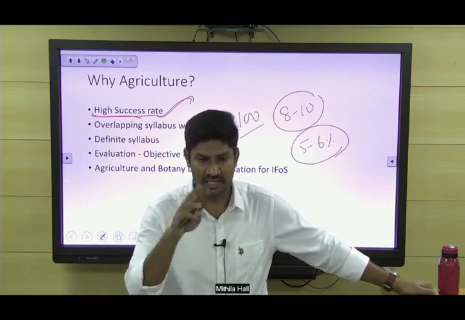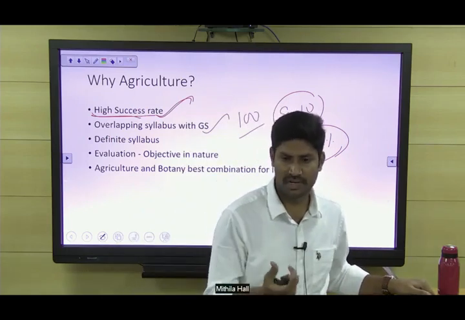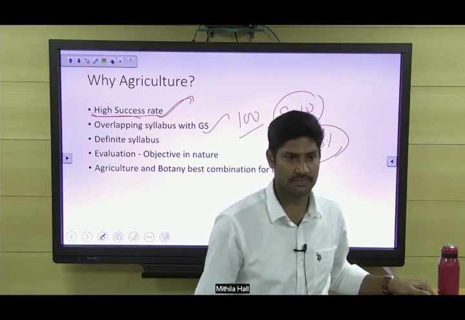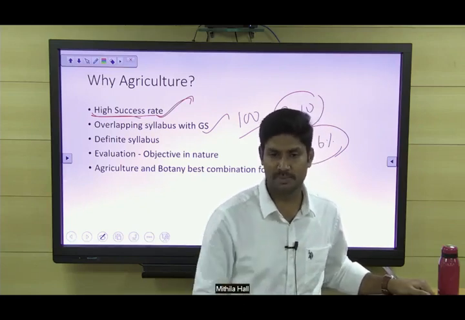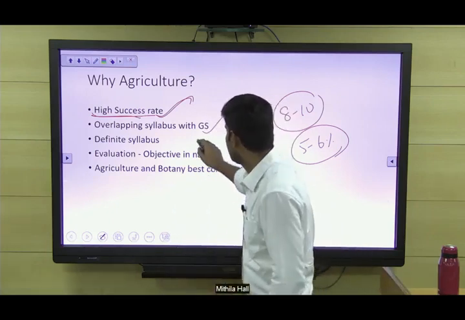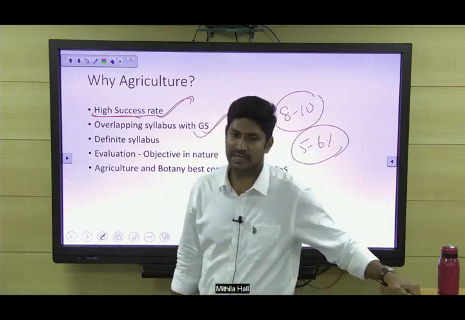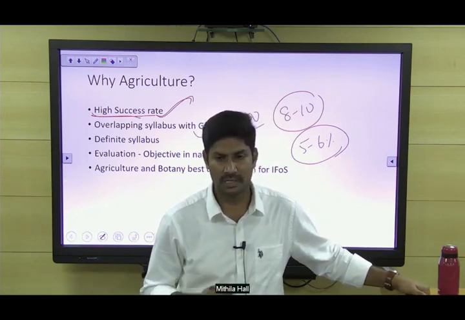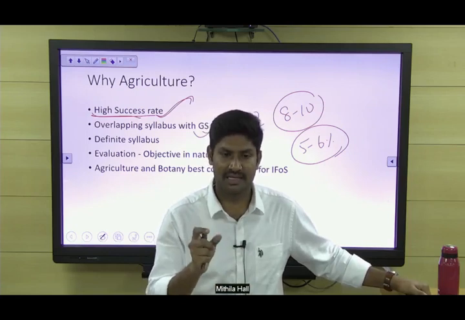Then in the mains, in GS paper 3, agriculture is one of the important subjects. We can expect 4 questions, 2 of 10 marks and 2 of 15 marks, so totally 50 marks in GS paper 3. One more advantage: if you prepare for agriculture optional, you can also use it for your GS preparation. Moreover, one more issue is that in GS agriculture, they are asking technical questions.